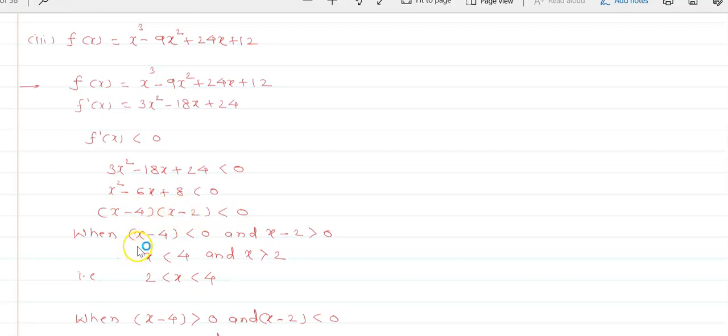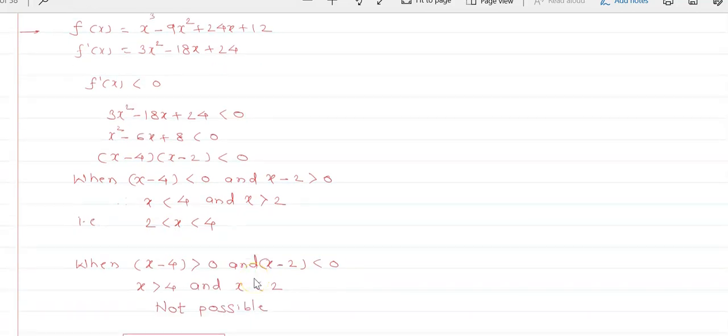In the first case, we consider x minus 4 is negative and x minus 2 is positive. x minus 4 is less than 0. Add 4 on both sides, then minus 4 plus 4 gets cancelled, 0 plus 4, that is x is less than 4. And what about here? Add plus 2 on both sides. It means that x is greater than 2 and here x is less than 4. The value of x lies between 2 to 4.